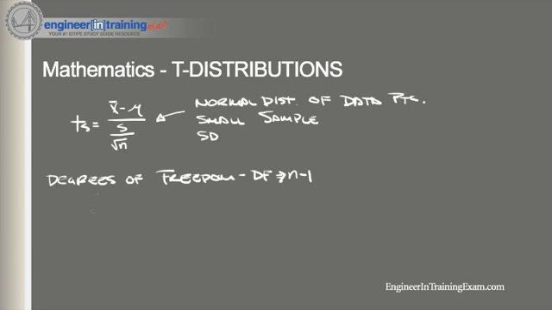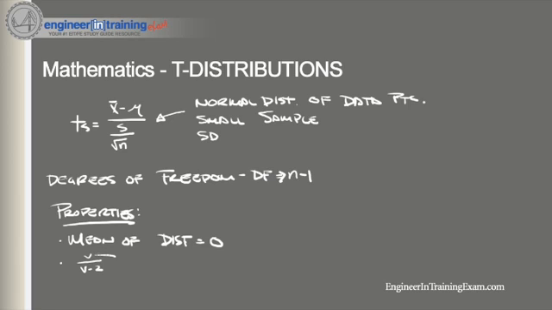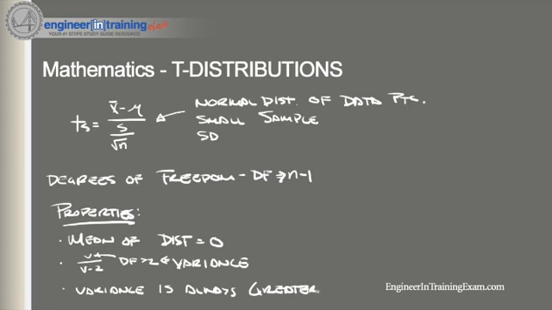Now, the t-distribution has the following properties. First, the mean of the distribution is equal to 0. Secondly, the variance is equal to v divided by v minus 2, where v is the degrees of freedom and is also greater than 2. Also, the variance is always greater than 1, although if the degrees of freedom are high, it's very close to 1, but the variance is always greater than 1.